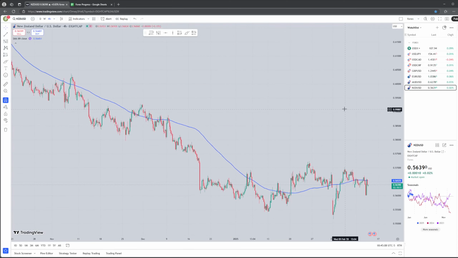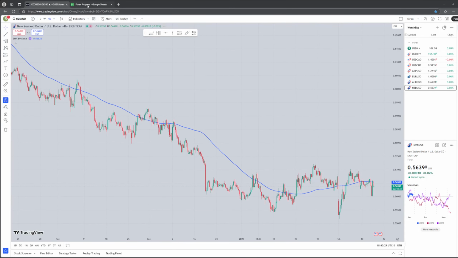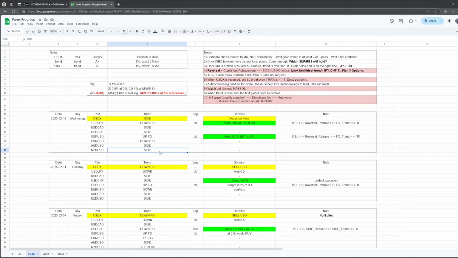Okay, New Zealand dollar USD. So here we have the down leg, where the market behaved below the blue moving average line, then up, then down, and the market is doing down, up, down, which is an indication of sideways action, and I expect the sideways action to continue. So let's write it down. New Zealand dollar USD, sideways action, no trend, no trade.